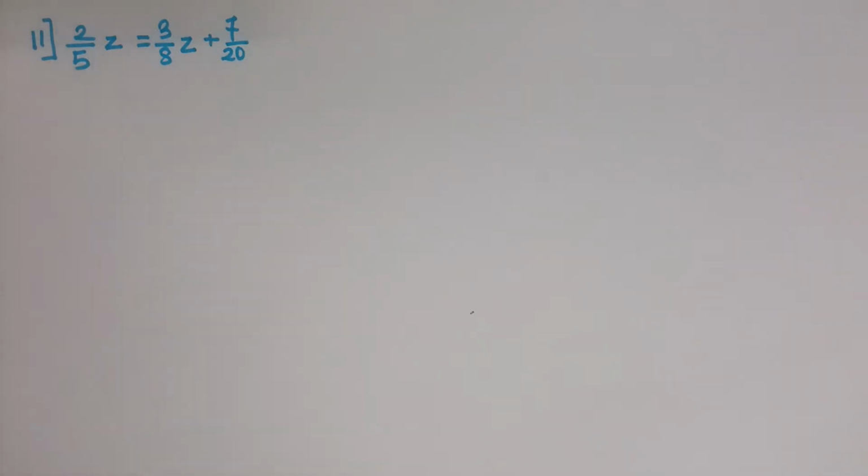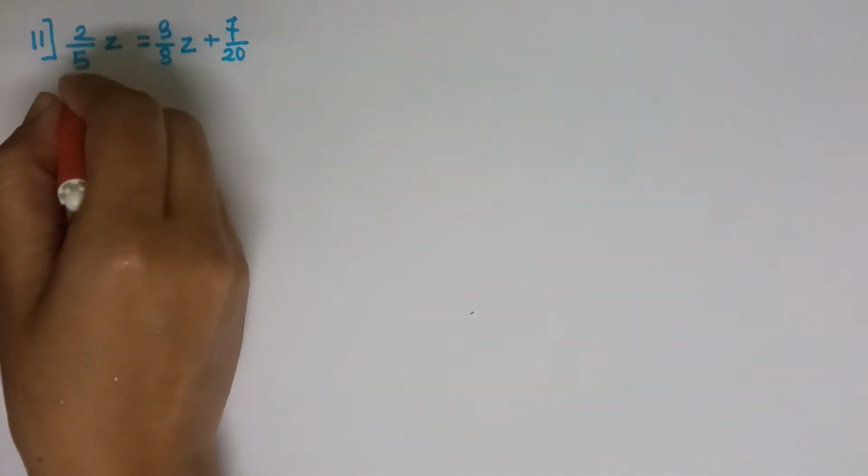Let us begin the next question, number 11 from worksheet 1. That is from linear equations in one variable. So question number 11 is 2 upon 5z is equal to 3 upon 8z plus 7 by 20.